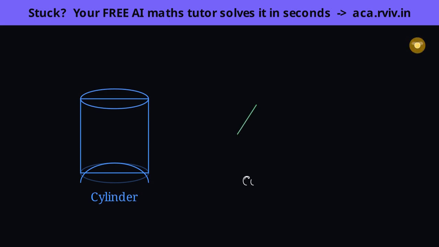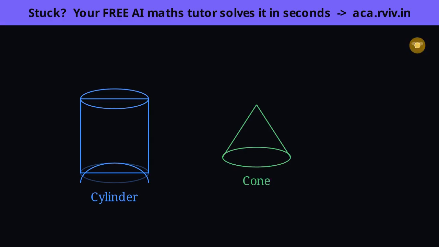So let's meet our two building blocks on screen. Here on the left is a cylinder, a round tube with two flat circular ends. And here on the right is a cone, a circular base that tapers up to a single point, the apex. Keep your eye on these two. Almost everything in this whole chapter is built out of them.